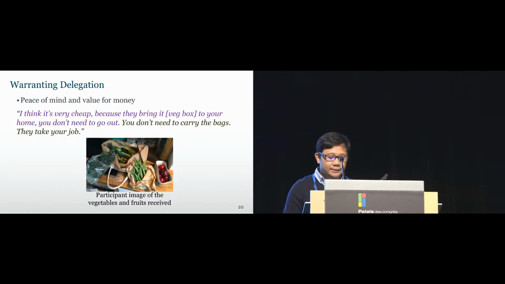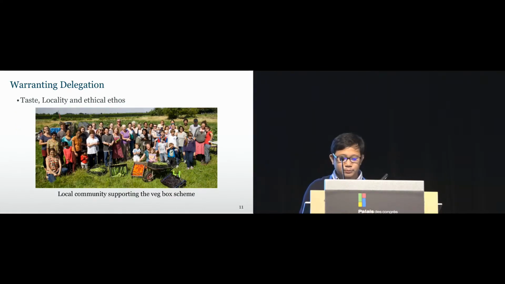Another factor is related to how participants considered the veg box as value for money. For example, in this quote, one participant told us that she found the veg box to be very cheap, but also because they bring it to your home and you don't need to go out. So this suggests that not only did people find the veg box value for money in terms of financial cost, but also in terms of other costs that are important to them. And in this case, it's related to convenience.